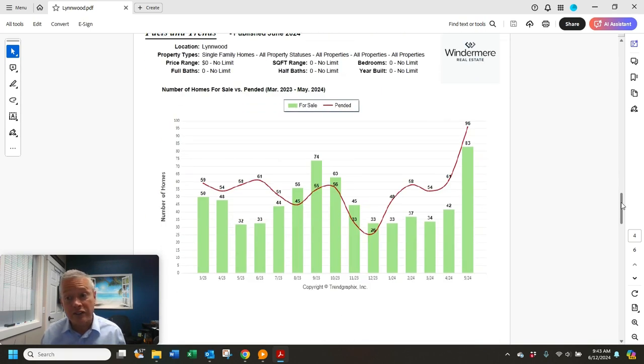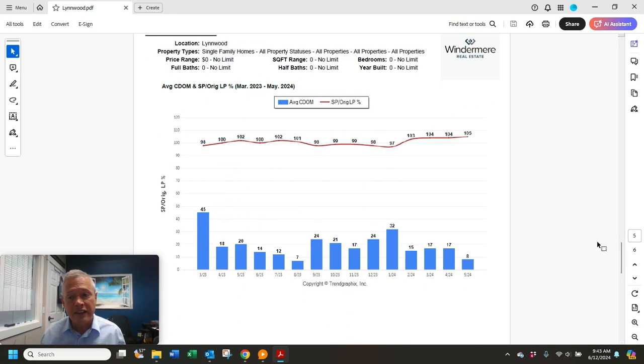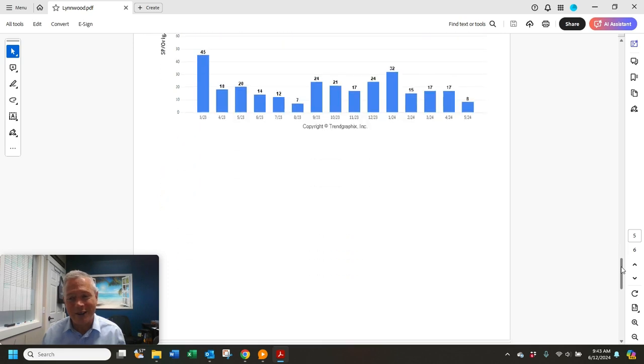Number of pending sales jumped, 96 pending sales last month. That's up from 61. So a huge jump in pending sales. And the houses that sold last month, their sold price to list price ratio was 105%. So on average, houses are selling for over list price in Lynnwood. And the houses that did sell last month, their average days on market was 8 days. So kind of a frantic marketplace in Lynnwood right now.